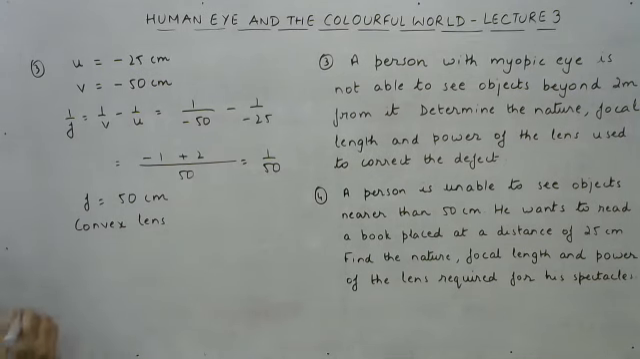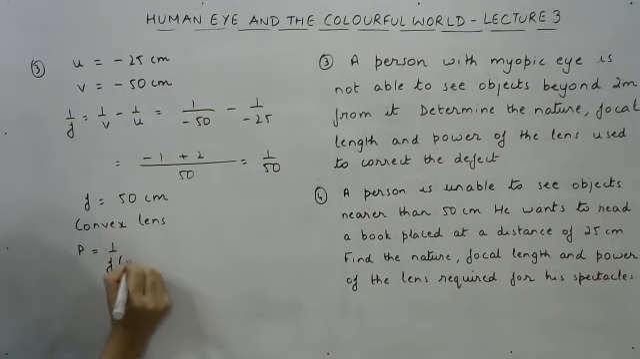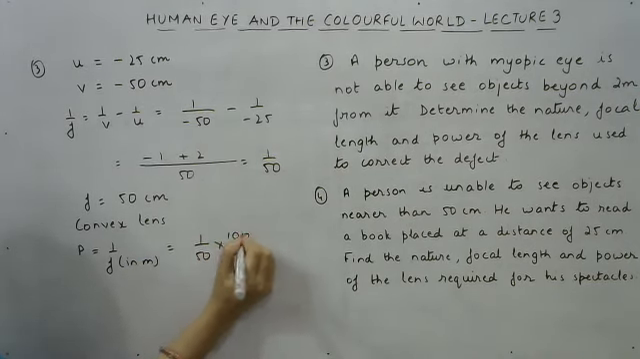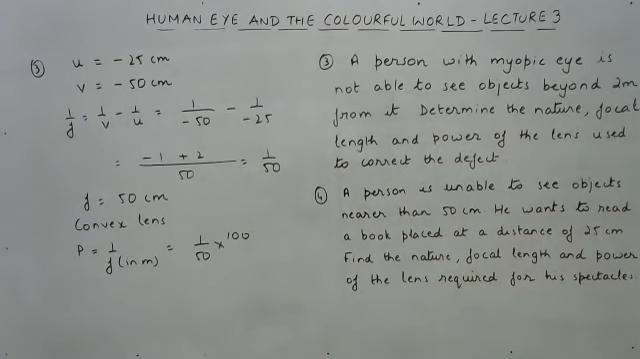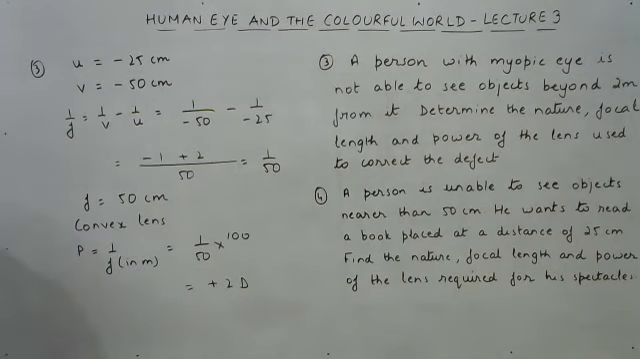Now we will calculate the power. Power is 1 upon f in meters and this comes to be 1 upon 50 into 100. Again, we are dividing it by 100 so that the focal length gets converted to meters and our answer is plus 2 diopter. So this is how we solve numericals based on defects of vision.